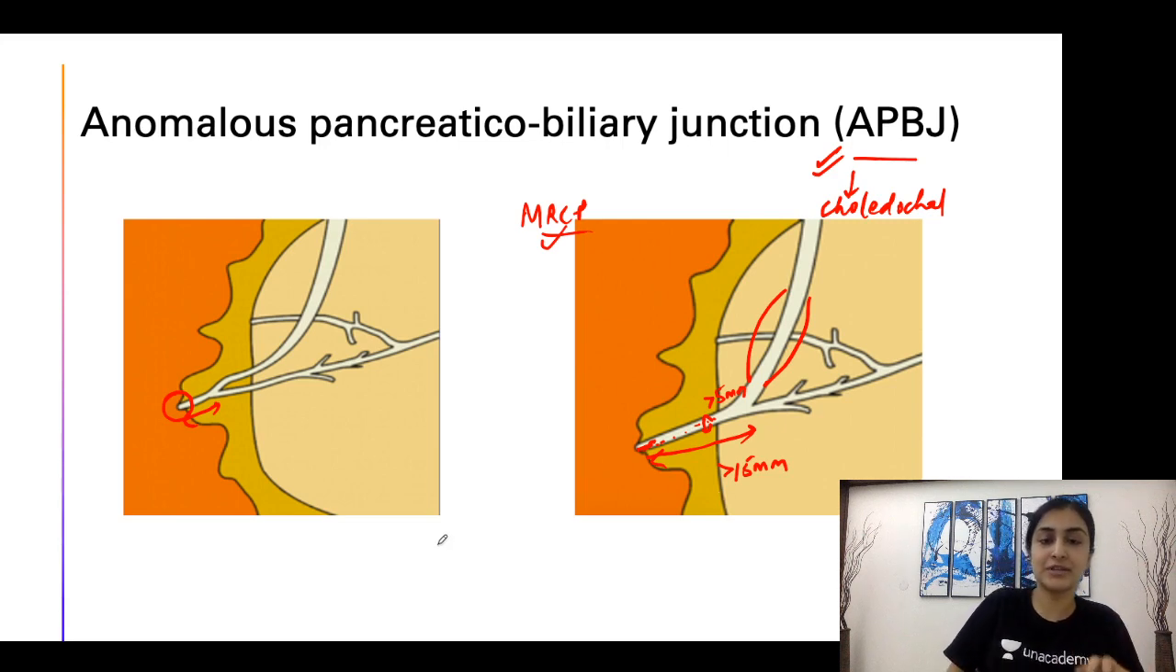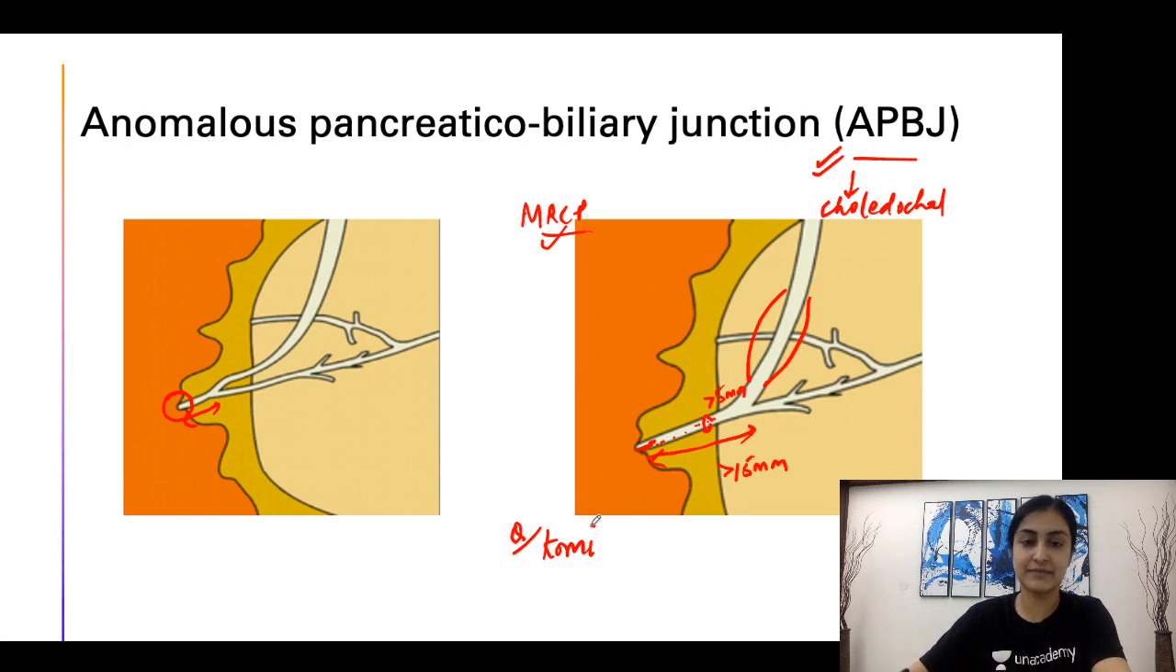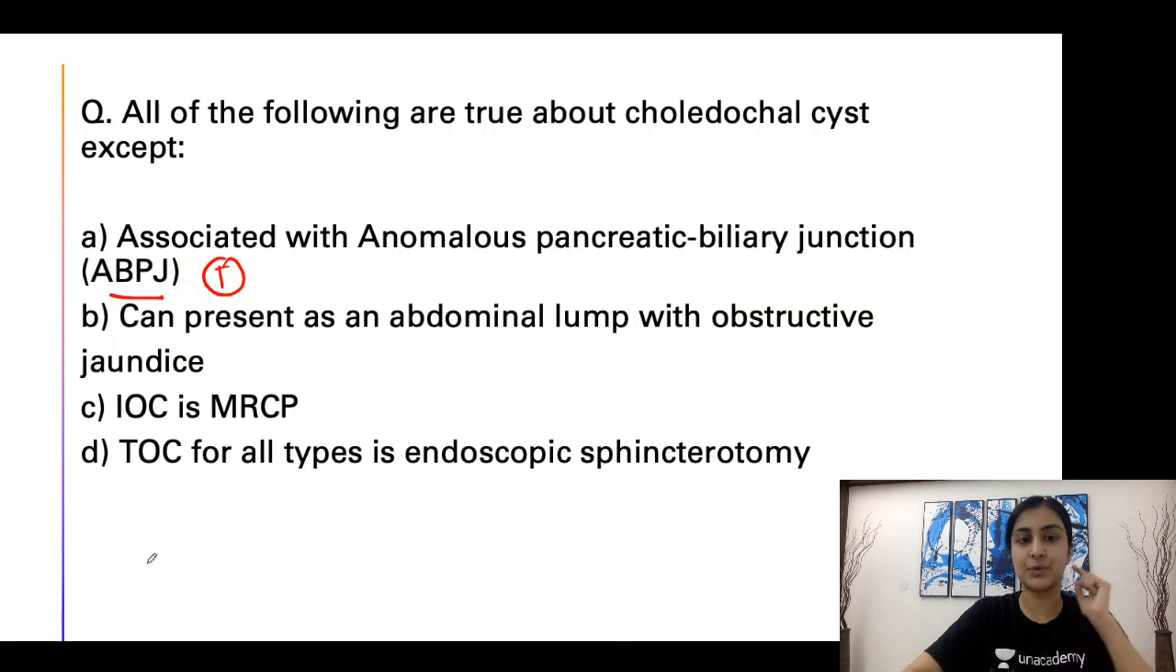Now going to the second important pointer, just a one-liner. There is a classification scheme which has been used to describe various types of anomalous pancreatico-biliary junction, and that has been called the Komi classification. That is called the Komi classification. So just remember a one-liner: Komi classification is something which is to do with APBJ.